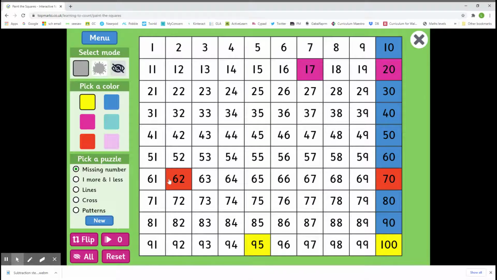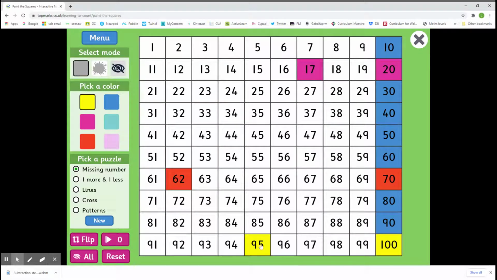I know that 70 take away 62 is basically the difference between 70 and 62. And I know that that's 8 because I know that to get from 62 to 70 is 8. Therefore, 70 take away 62 must be 8. Let's have a look at 20 take away 17. I could count back 17, or I could say, how far is it from 17 to 20? Well, it's 3. So 20 take away 17 is 3.